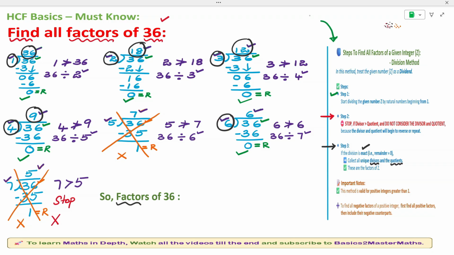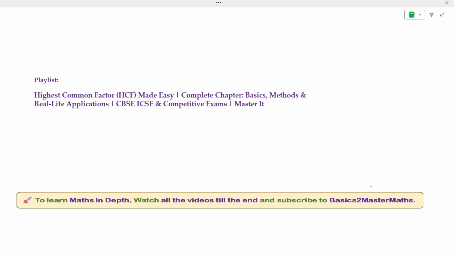So, factors of 36 are 1, 2, 3, 4, 6, 9, 12, 18 and 36. Got it?